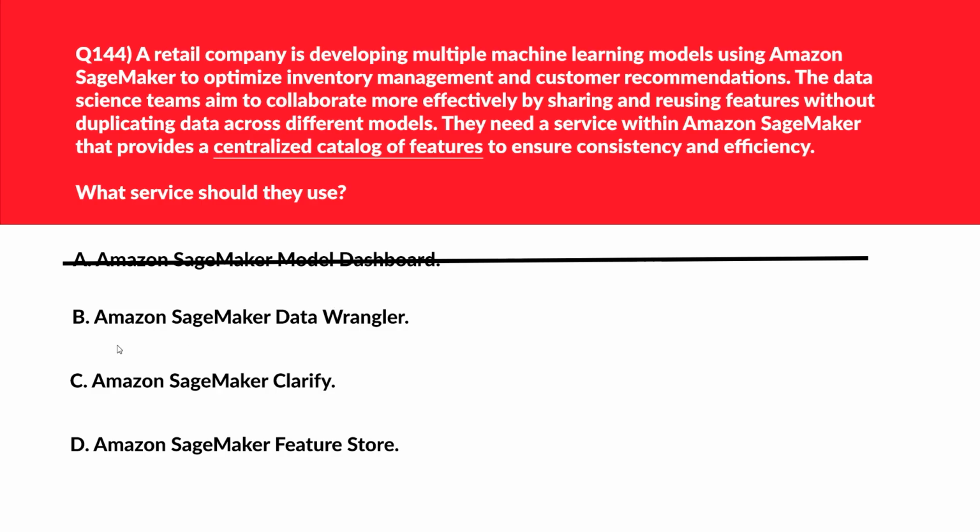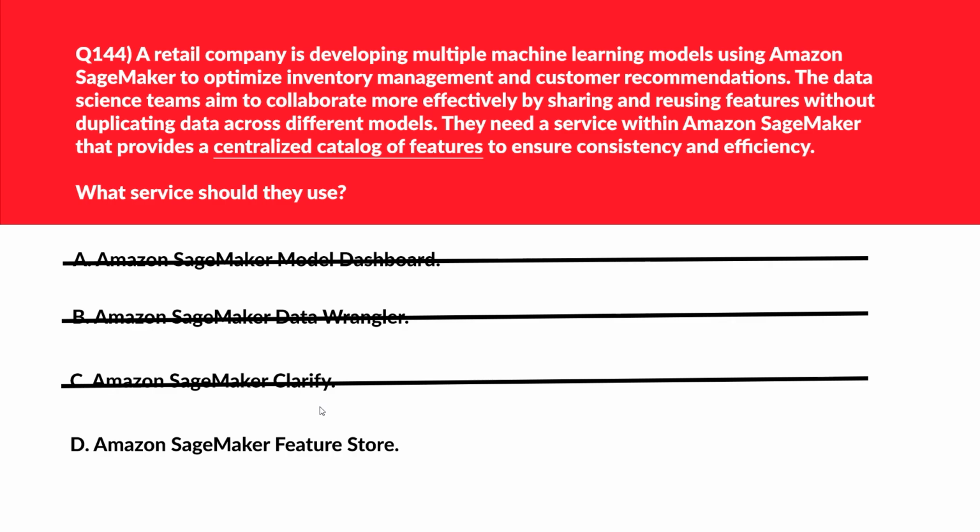Let's look at option B. B says Amazon SageMaker Data Wrangler. SageMaker Data Wrangler is focused on data preparation and transformation, not on feature storage or reuse. That's not what the question is looking for here. So we'll reject this. Let's move to option C. C says Amazon SageMaker Clarify. Clarify is intended for bias detection and explainability in machine learning models, not for feature cataloging. Let's reject this. Let's move to option D.